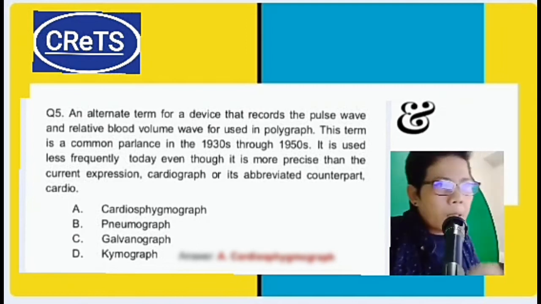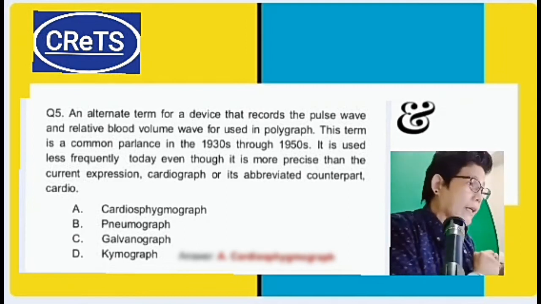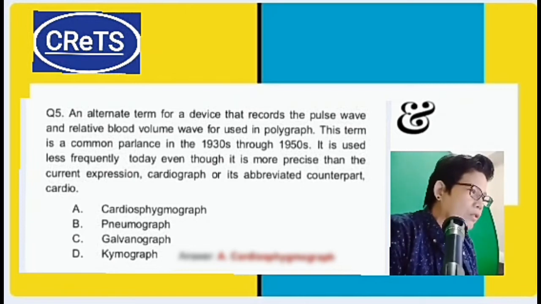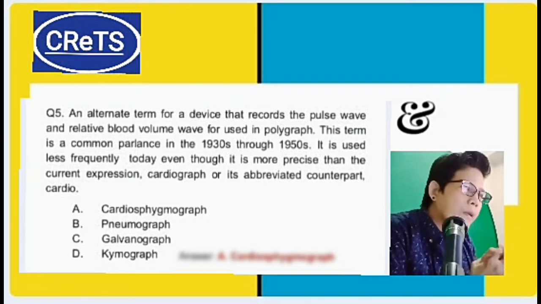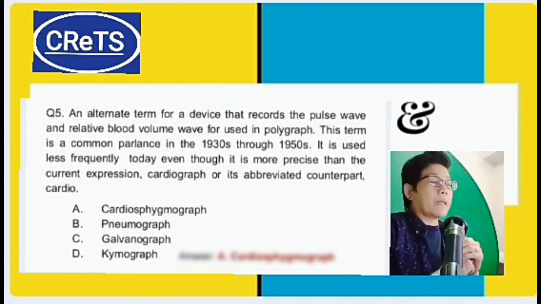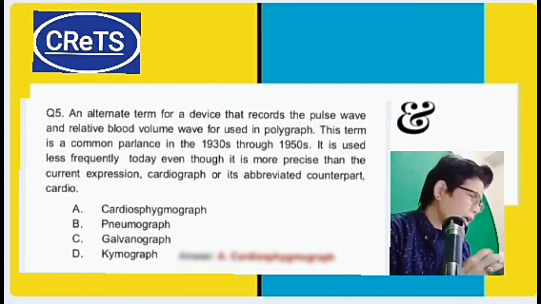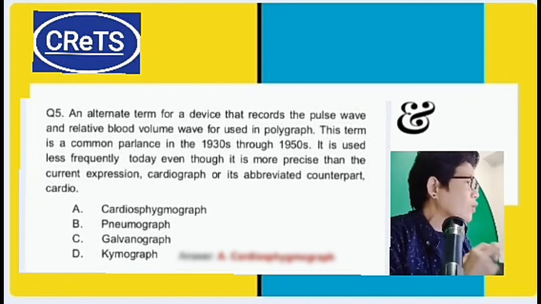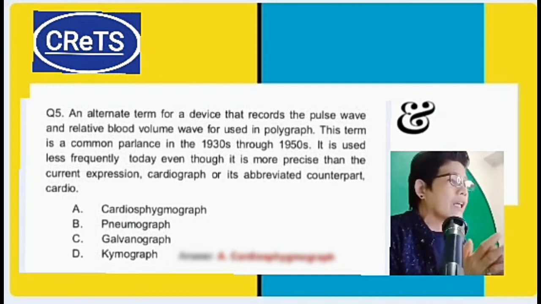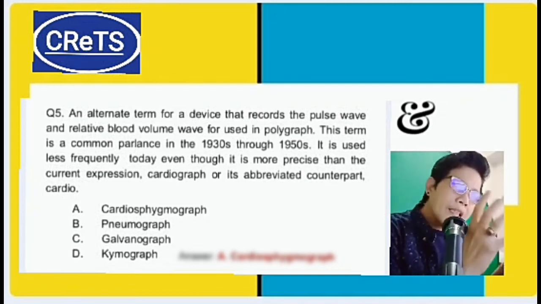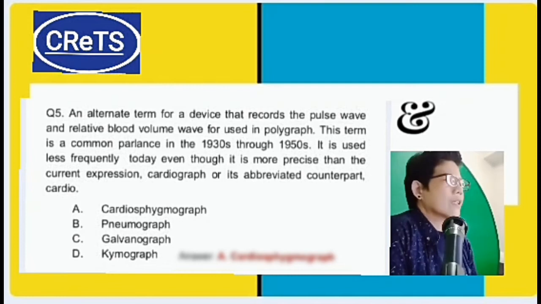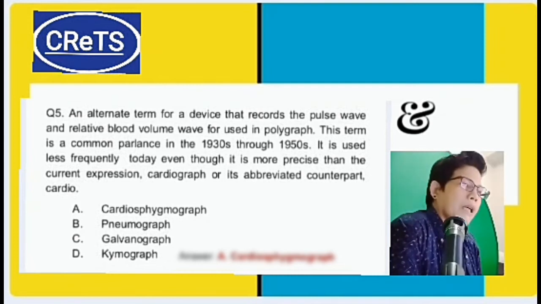For those of you na medyo konti lang yung ka-Inggrisan, no? Dadagdagan natin para hindi kayo malilito. So, cardiosphygmograph. You pronounce that R, cardio, as cardiosphygmograph. Okay? But any pronunciation will do as long as you understand and as long as you know what to answer. Okay? So, ano daw yung pwedeng itawag pa doon sa device na yon? Na nagre-record ng pulse wave and relative blood volume.